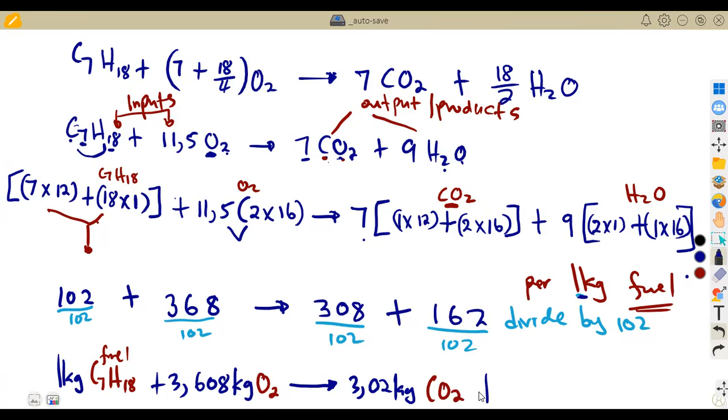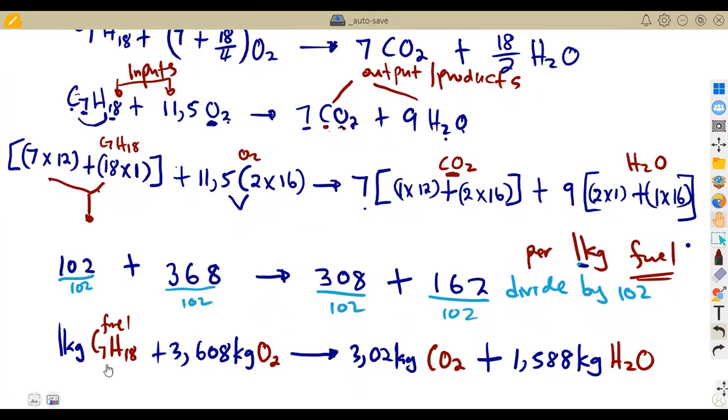Plus, we consider the water in this case. For the water, we've got 162 over 102. We divide again. We were supposed to obtain something like 1,588 kgs. So this is the mass of water that we are obtaining at the end as a product. These are the products, the output.